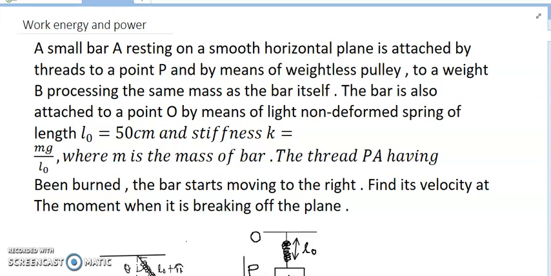Today's discussion is work, energy and power. A small bar resting on a smooth horizontal plane is attached by threads to a point P and, by means of a weightless pulley, to a weight B possessing the same mass as the bar itself.